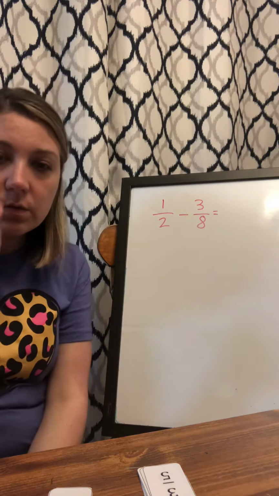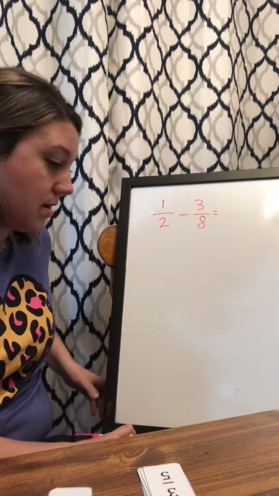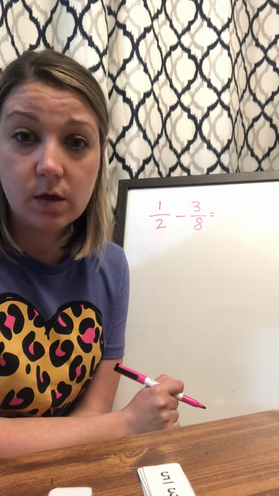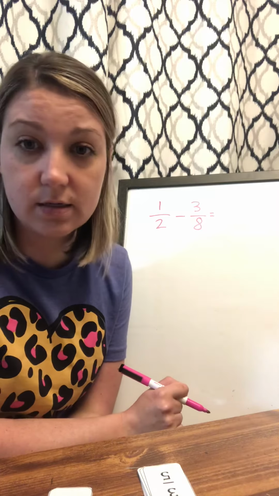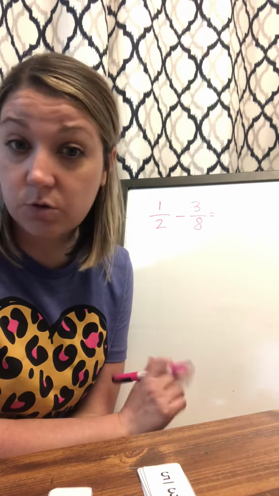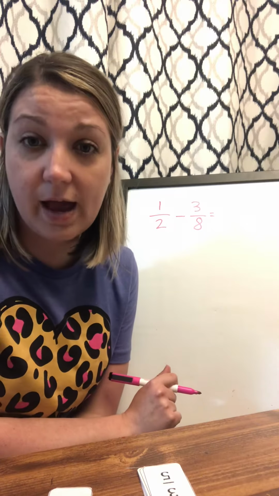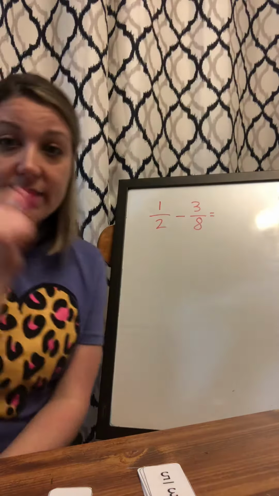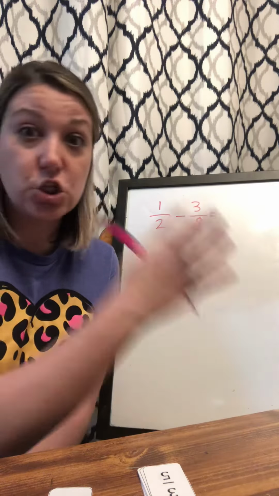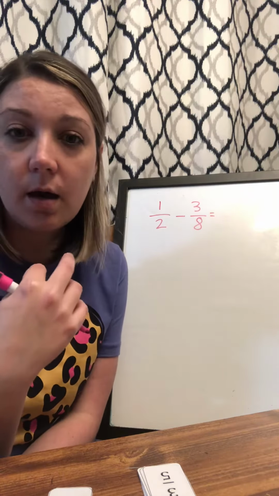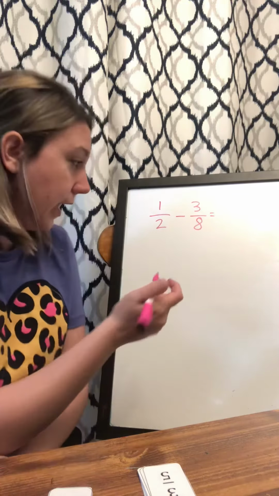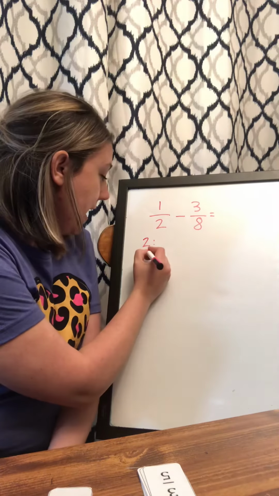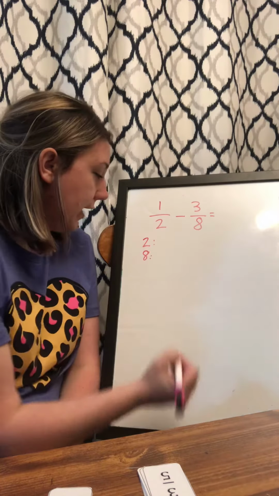Okay, and what do you notice first about my denominators? My denominators are not the same. So can I subtract them? No. I have to find a common denominator, right? The way that we do that, if it doesn't just come to you, is we list our multiples. So I'm going to list my multiples for 2, and I'm going to list my multiples for 8.